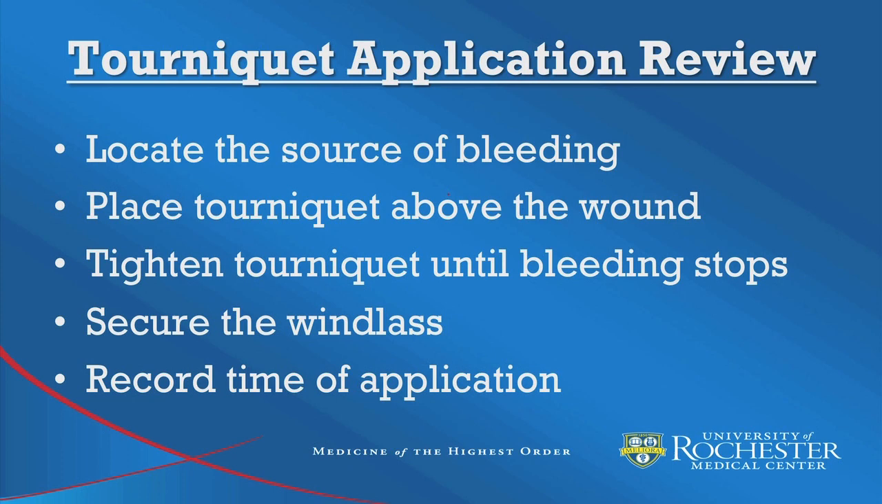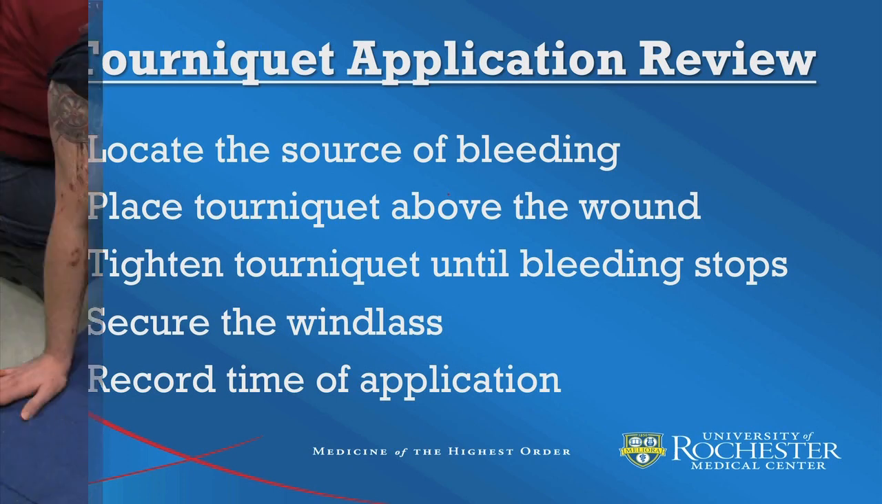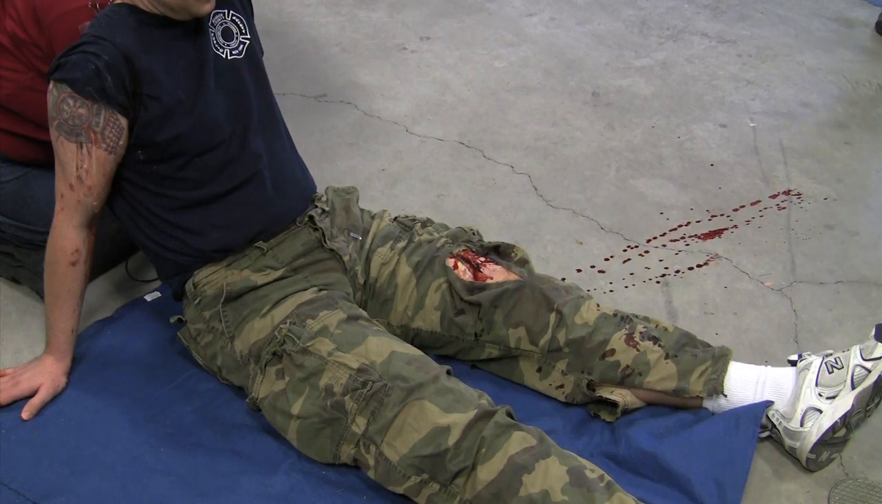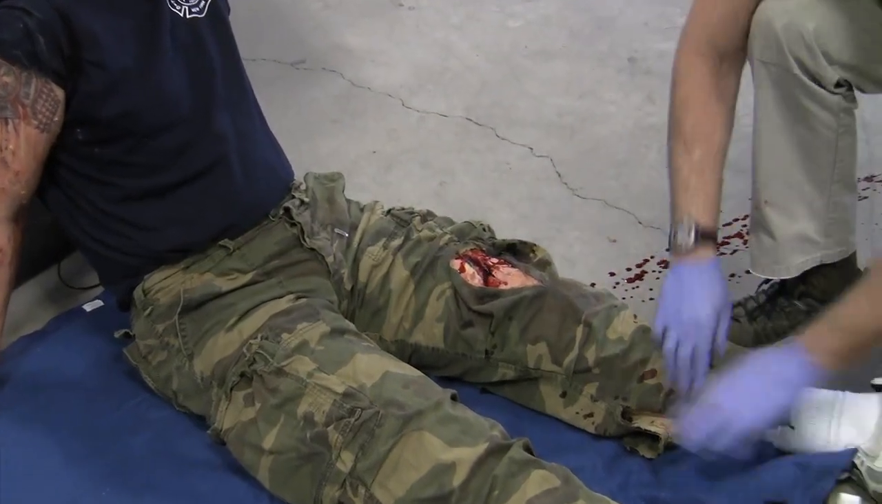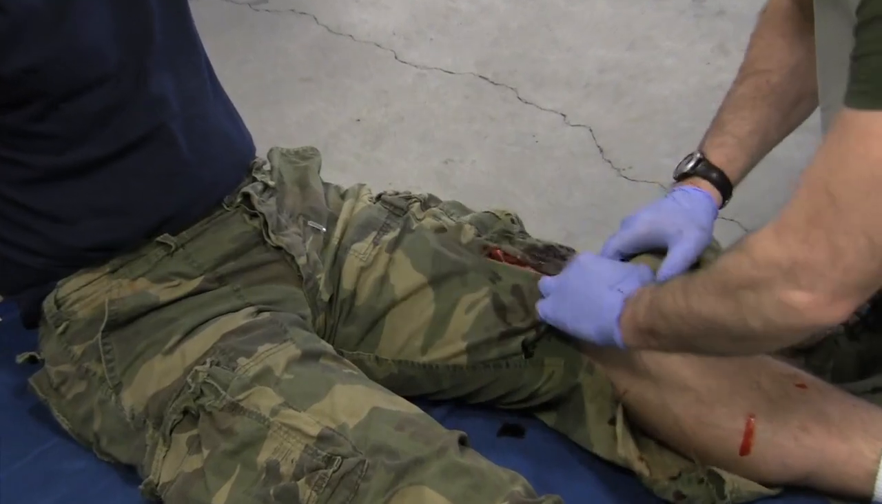Turn the windlass until bleeding has stopped. Make sure to secure the windlass rod. Record the time of application of the tourniquet. Watch again as a rescuer applies a CAT tourniquet to a lower extremity with a life-threatening hemorrhage.